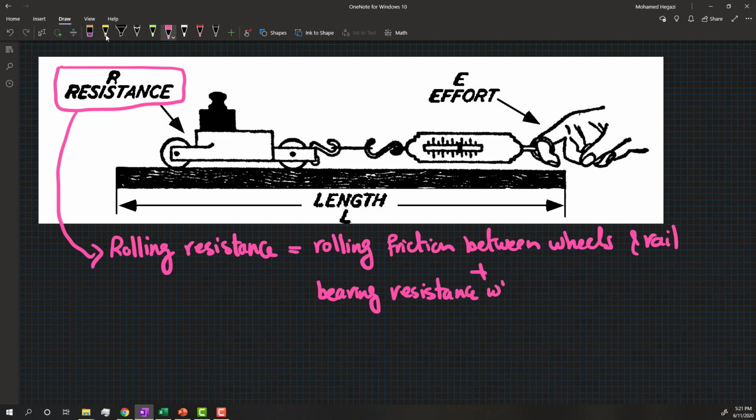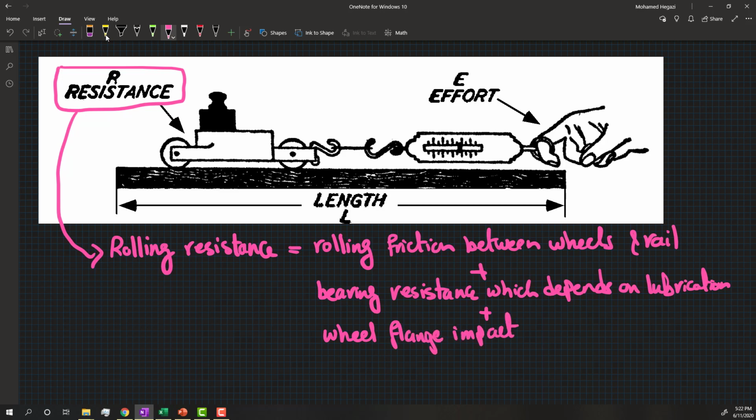They could be wheel impact against the gauge side of the rail. So as the train maneuvers in corners, that creates an additional resistance. Plus also air resistance. Remember that air is a fluid and we are moving through that fluid. So definitely there will be air resistance. And last but definitely not least is grade resistance. And we will see how grade resistance can have a dramatic impact on the tractive effort and the speeds that you can attain.